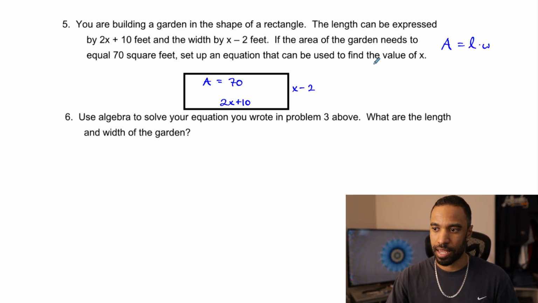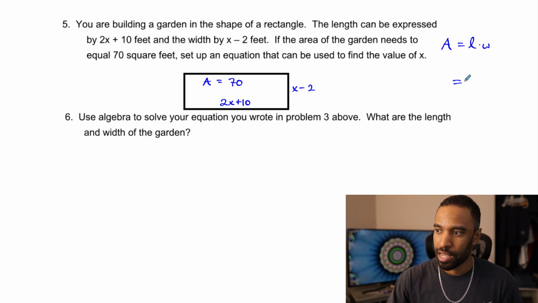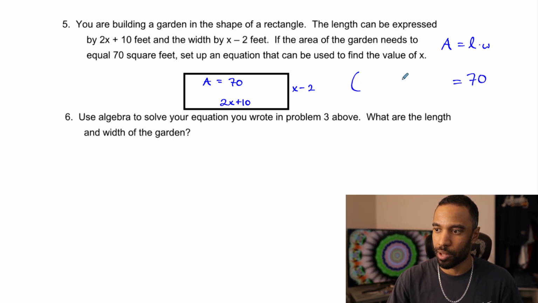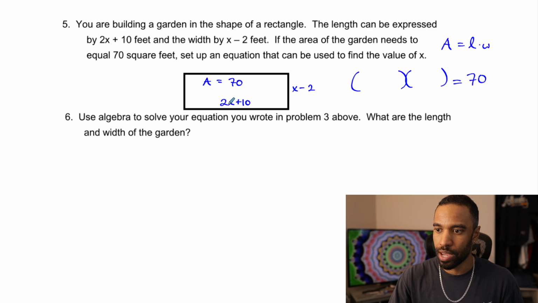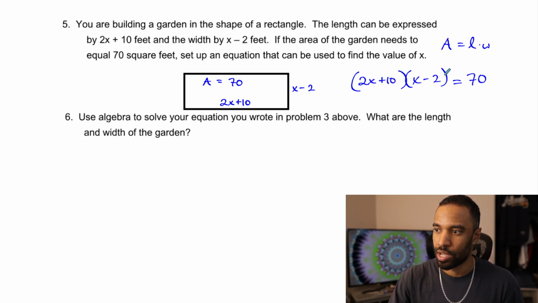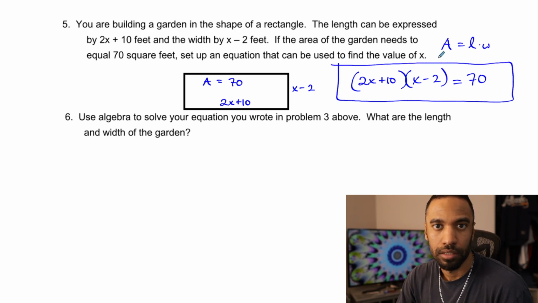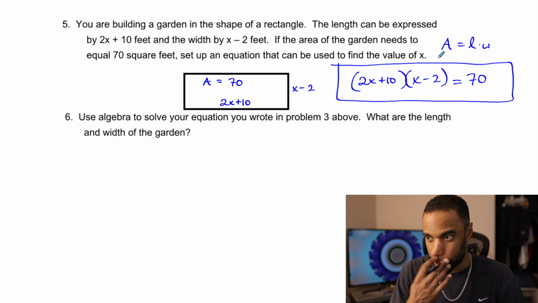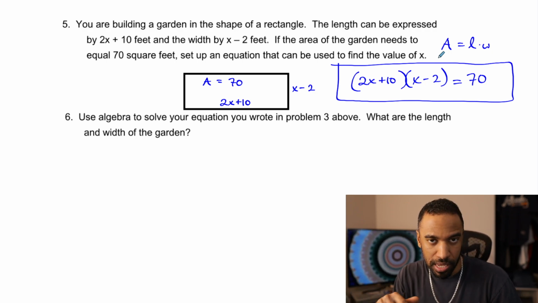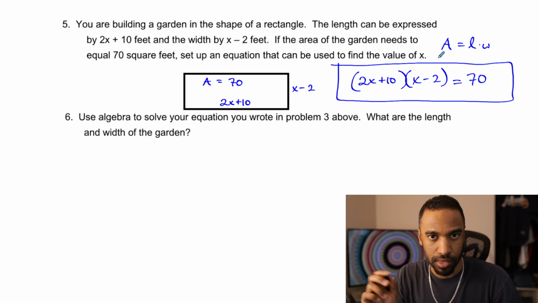So my area here, my 70, is going to be the result of multiplying the length and the width. The length is 2x plus 10, and the width is x minus 2. This is the equation I'm going to use to solve this. What is the value of x that can be used to have this length and this width set up?